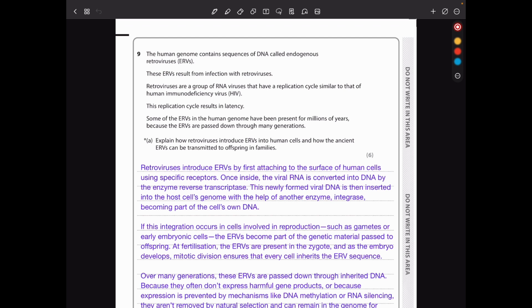So here, the gamete cell is going to be infected, RNA is going to be introduced, the RNA is going to be converted into DNA using reverse transcriptase, and then that is going to be integrated into the DNA using integrase. When fertilization occurs, we will produce a zygote that has the ERV genes incorporated, and by mitosis, the embryo is going to be formed, the baby is going to be born, and they will retain those same ERVs within their DNA, and since there is no selection pressure, this is not going to be expressed.